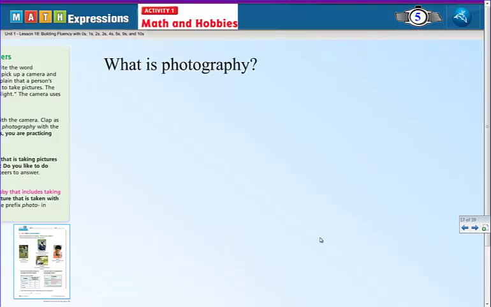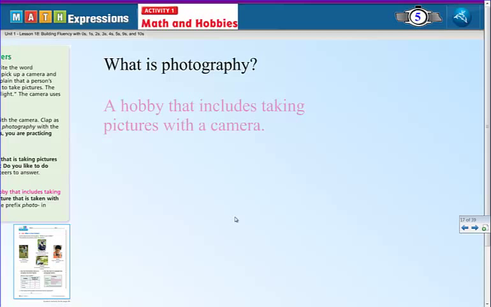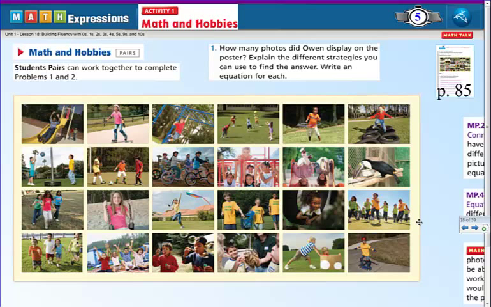Well, what is photography? Photography is a hobby that includes taking pictures with a camera. And, well, you guys are begging and begging to be able to borrow the camera. We'll have that camera sign up right by the lunch menu tomorrow morning. So, here we go. Let's start out with Owen.